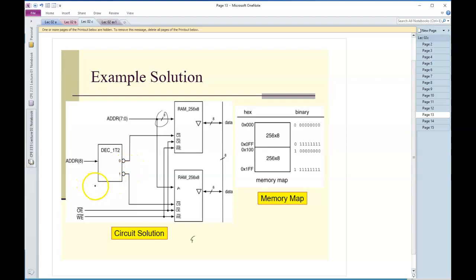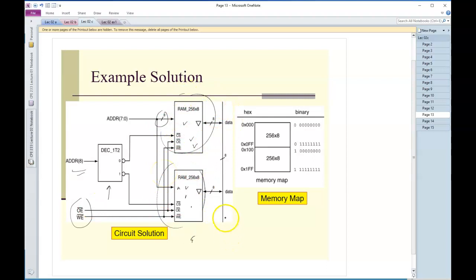The decoder, which essentially turns these two devices on and off, is going to be driven by that 9th address bit. If that 9th address bit is a 0, it turns this one on and this one off. If that 9th address bit is a 1, here's my 1, it turns this one on and this one off. So this is my magic circuit solution. Certainly they share the same other two control signals, but the chip select is driven by this decoder, which only selects one of these to be on at a time.